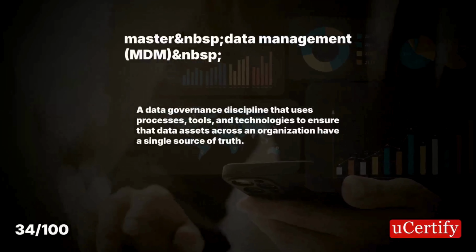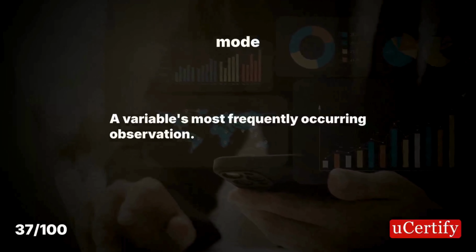Term: mean. Definition: a measurement of central tendency that computes the arithmetic average for a given set of numeric values. Term: median. Definition: a measurement of central tendency which identifies the midpoint value for all observations of a variable. Term: mode. Definition: a variable's most frequently occurring observation.